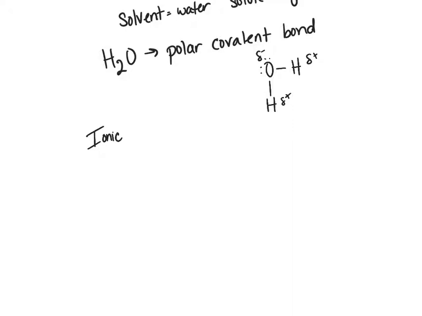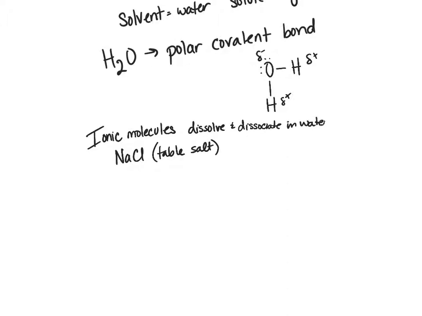So if we remember our ionic bonds or ionic molecules, an example that we used was NaCl, which is table salt. Now, our ionic molecules are going to both dissolve and dissociate in water. And so NaCl is a good example of that, which is our table salt. And when we're talking about an ionic molecule, or we're talking about like a cation or an anion, what we're talking about a lot of times are electrolytes. So electrolytes are just kind of the fancy term for ions that are useful in the human body.